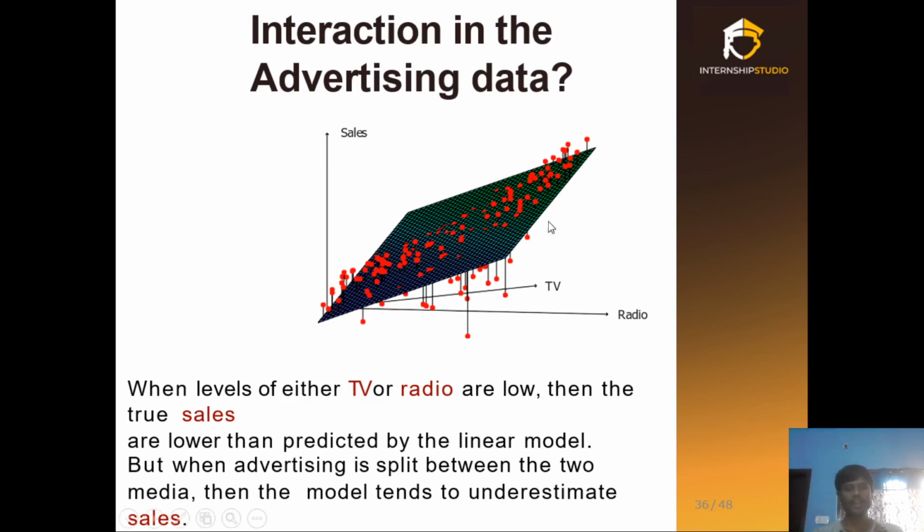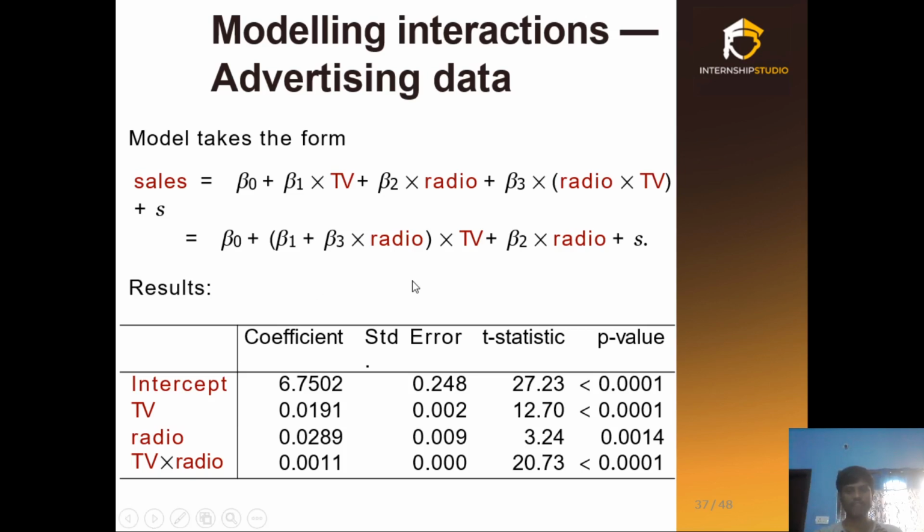And interaction in the advertising data. When the levels of either TV or radio are low, then the true sales are lower than predicted by the linear model. But when advertising is split between the two media, then the model tends to underestimate sales. So yeah, now what you are going to do is take the interactions as well. Along with the TV and radio part, you are going to take radio times TV, a product of radio and TV.